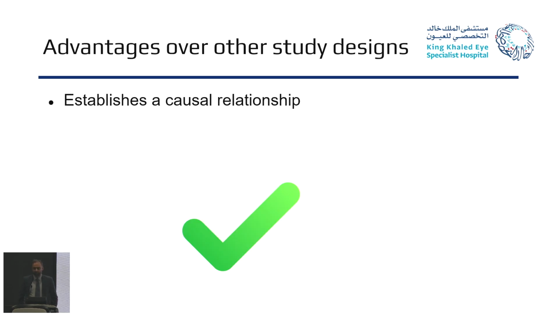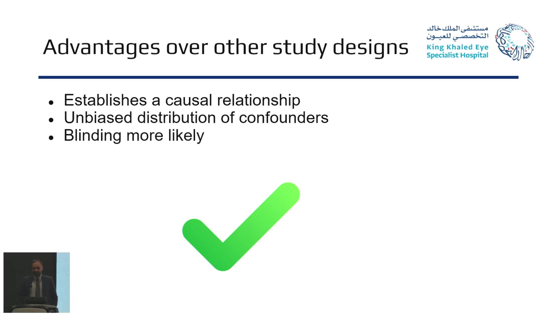So what are the advantages of trials? Well, we've said clinical trials form a high level of hierarchical evidence. It establishes a causal relationship between an intervention and an outcome. It has an unbiased distribution of confounders, and I'll talk about confounders in a minute. And you can blind. So you can blind the person who is assessing the outcome, you can blind the patients, and you can also blind the doctors. In clinical trials of ophthalmology, we tend to talk about masking rather than blinding, so as not to get confused with vision loss.